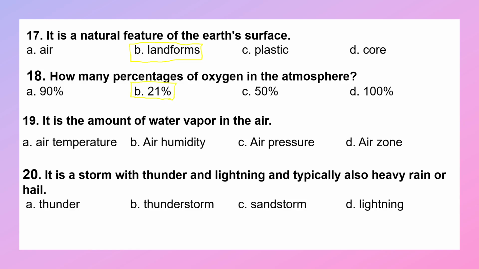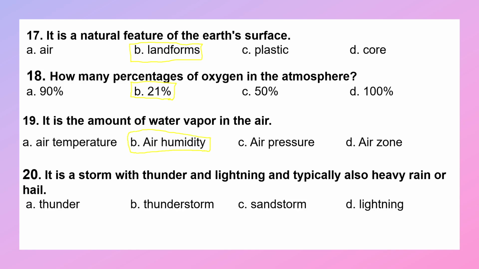Number 19. It is the amount of water vapor in the air. What do you call the amount of water? The key word here is the amount of water vapor in the air. Okay, A, air temperature. B, air humidity. C, air pressure. Or letter D, air zone. Correct answer is air humidity.